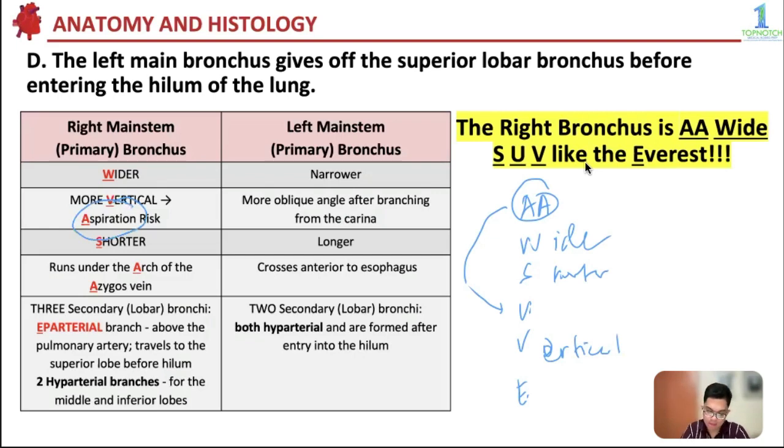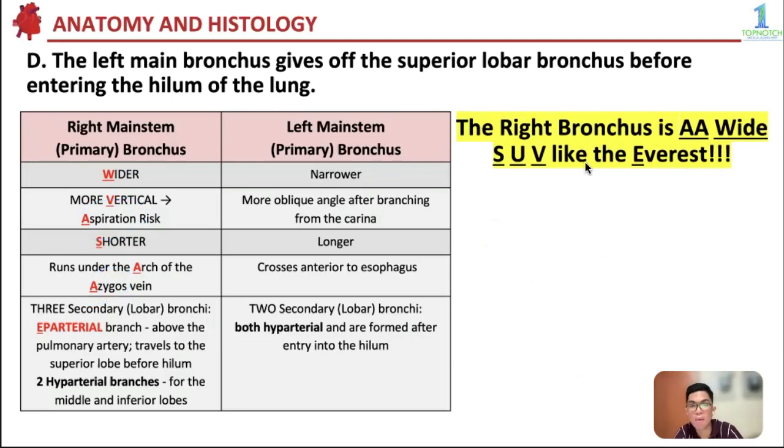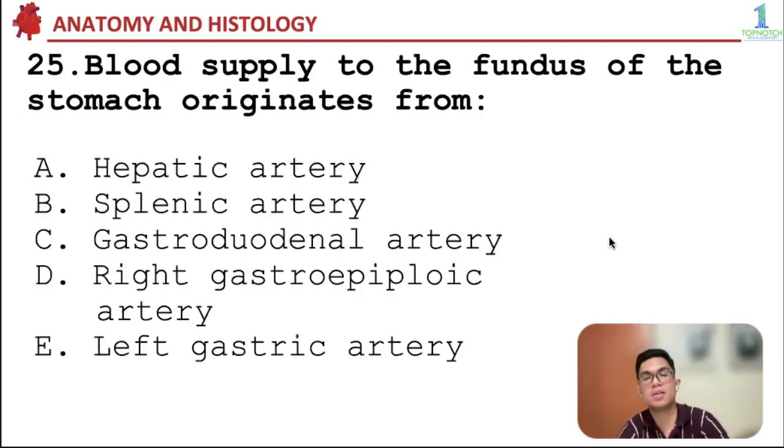And since it's more vertical, it's more prone to aspiration. Okay? Under the arch of the azygos pala, sorry, forgive me for that. Under the arch of the azygos, not arch of the aorta. Okay? And again, it gives off an eparterial branch before it enters the hilum. So eparterial, above the pulmonary artery and before the hilum. So again, right bronchus is a wide SUV like the Everest. Okay? Sige. So next question.